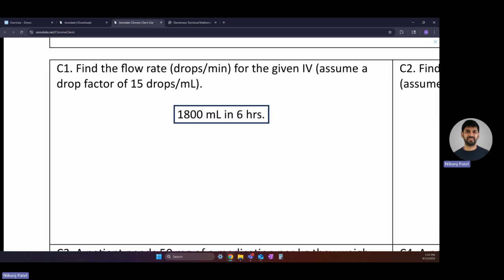So the first thing is that we want to write as many conversion factors as we know so far. So we know that in this situation, 15 drops is equal to 1 milliliter. If you've ever seen an IV bag, you can see the drops falling. 15 of them is equivalent to 1 milliliter. We can also write our prescription as one of our conversion factors, that 1,800 milliliters needs to be equivalent technically to 6 hours of time, or it needs to occur in the 6 hours.